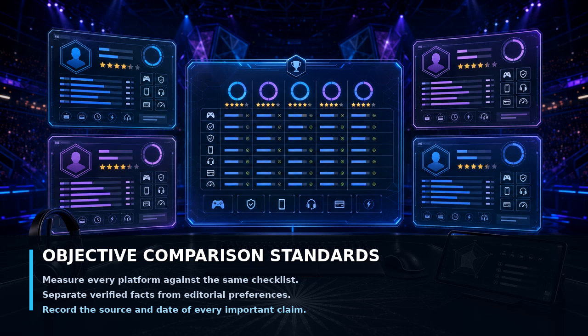Finally, distinguish editorial ratings from verified facts. A rating is a judgment based on stated criteria. Licensing status, payment limits, and written terms should be supported by primary sources. The goal is not to find a perfect platform. It is to identify the trade-offs that matter to the user and make those trade-offs easy to understand.